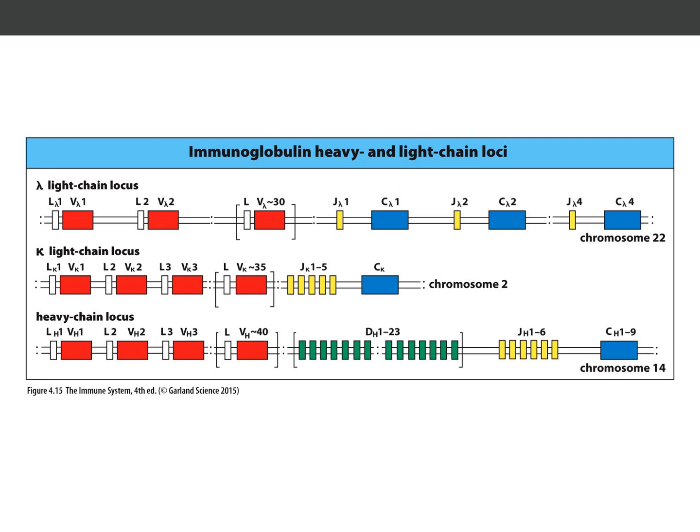The kappa light chain locus is shown in the middle and is located on chromosome 2. Like the lambda chain, it consists of red V segments, yellow J segments, and a single blue constant region labeled C kappa. At the bottom is the heavy chain locus, located on chromosome 14. It is more complex, containing V segments in red, D segments in green, J segments in yellow, and multiple constant regions in blue. The heavy chain is formed by recombining one segment from each of the V, D, and J regions, followed by a C region.